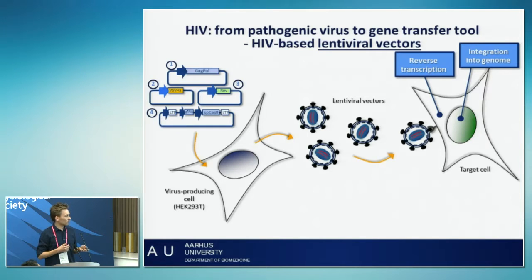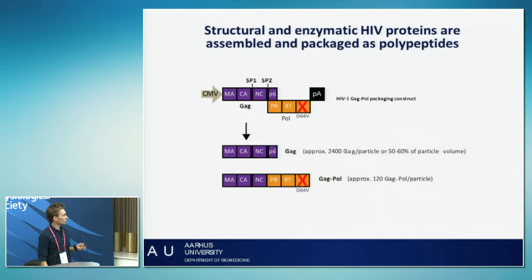If we go back and look at how we produce these, as I said, we have 3 different plasmids encoding viral proteins needed for assembly. One of these is the Gag-Pol. If we zoom in on that, the Gag-Pol expression cassette produces 2 different polypeptides, the Gag and the Gag-Pol.